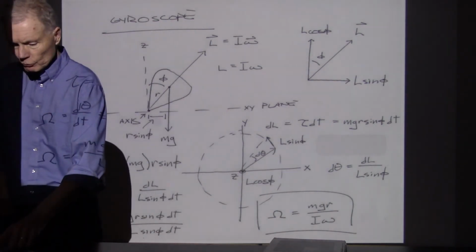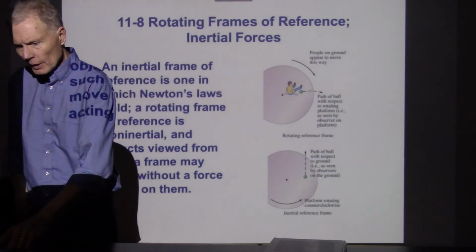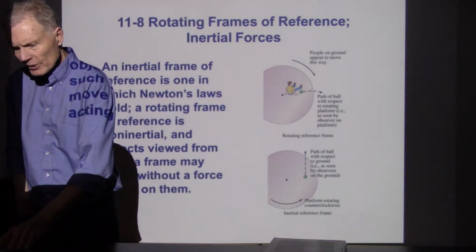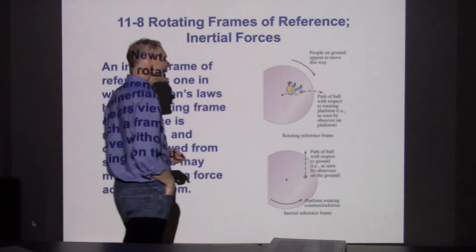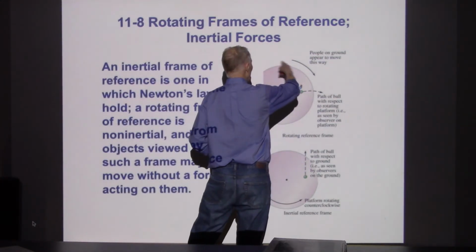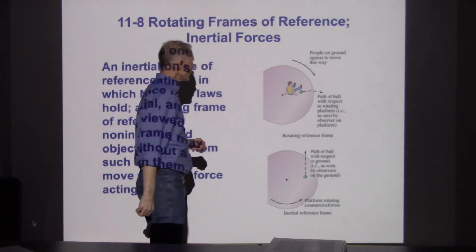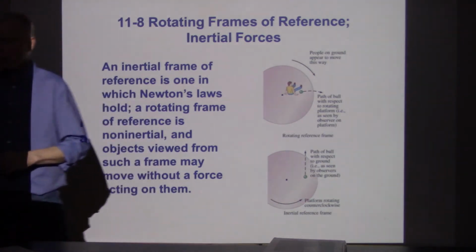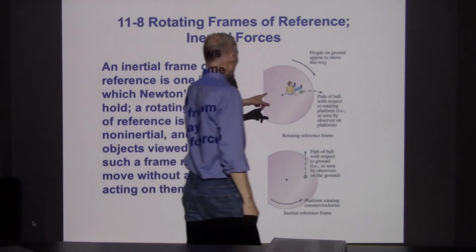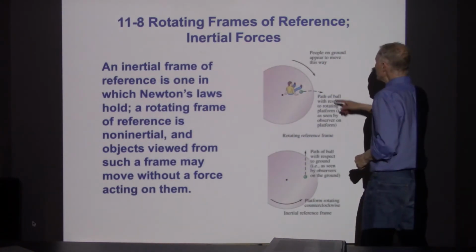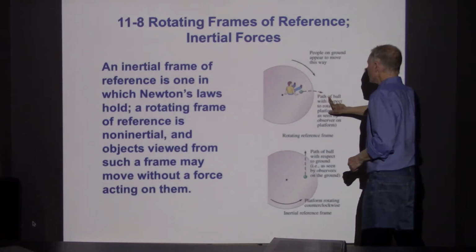So that's our gyroscope example. And here's another example that we definitely want to take a look at. What happens if you're on a rotating platform? If you're on a rotating platform and you throw something, it goes in a straight line as observed from an inertial reference system. But for the person on the rotating platform, it appears that the ball is going sideways.